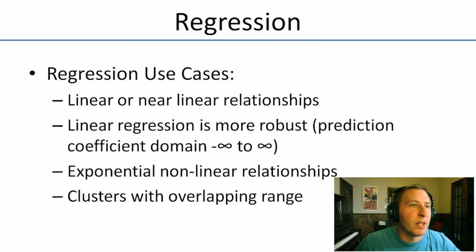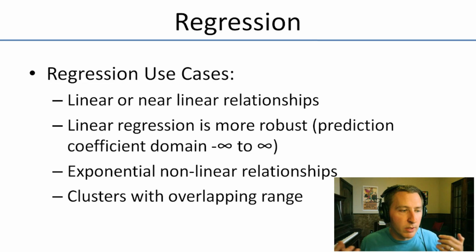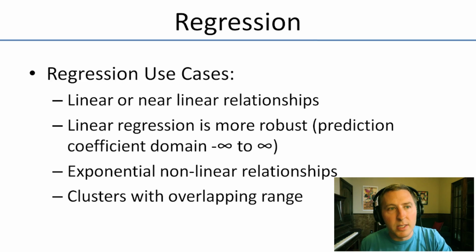So regression, cases of when this should be used: when it's linear or near linear relationships, linear regression is going to be great at fit. It's going to be great at robustness. It's hard to kind of deviate from that. That's where it really shines.